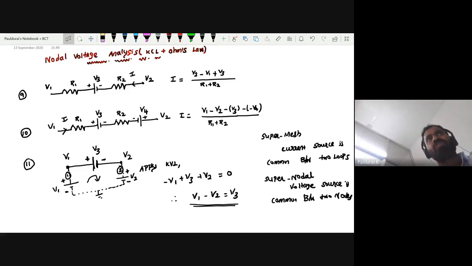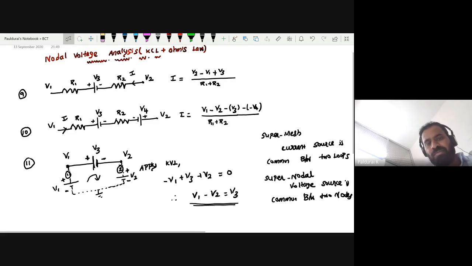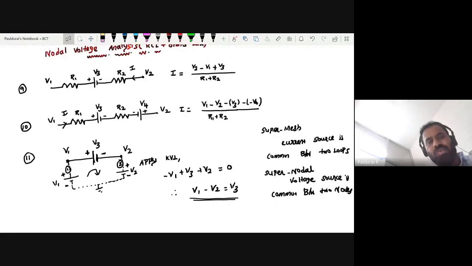Two problems I want to solve once again on the same nodal. Then two more problems on super nodal. Till now we are playing with only independent sources. Later on we will play the same concept on dependent sources. So that's the idea. So now take this case number 9, 10, 11. Once it is taken, please let me know. Then I will move to the next.